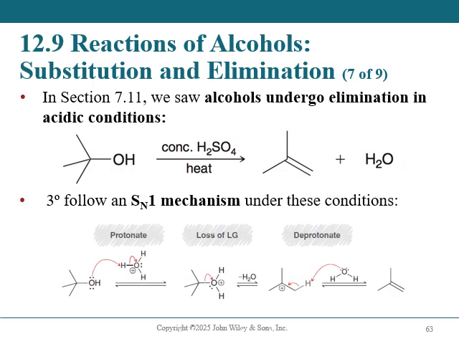Now, a few chapters ago, we saw that alcohols can undergo elimination under acidic conditions. We saw that you can take the hydroxyl and turn it into the corresponding alkene. Tertiary alcohols follow an E1 mechanism under these conditions, just like the one we see right here. You have your bad leaving group, you protonate it to turn it into a good leaving group, you form your stable carbocation, and you deprotonate, and the pair of electrons comes back here, and you have that terminal alkene.